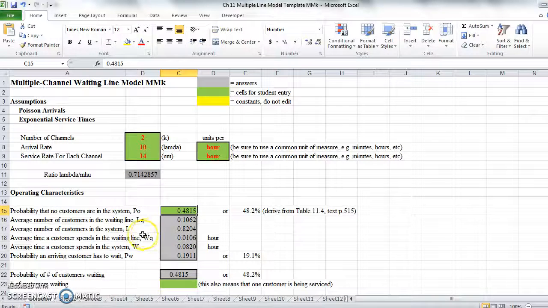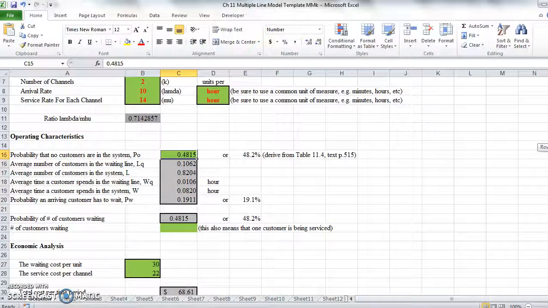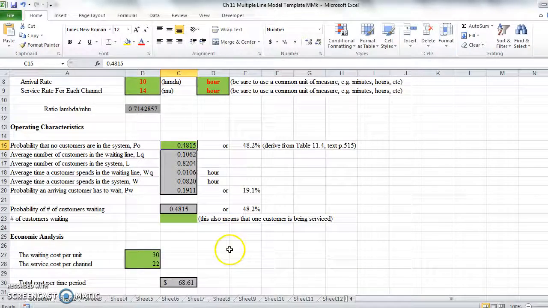In that case, if we go to table 11.4, in the leftmost column, the ratio is 0.70. Then we go over to the right. K equals 2. It can be 2, 3, 4, 5 in this table. K is 2. The value of P sub 0 is 0.4815. You need to do this in order to get the correct answers. We enter that value, 0.4815. The cost of waiting, we're told, is 30. The cost of service is 22. In this case, we get a value of $68.61 per hour.